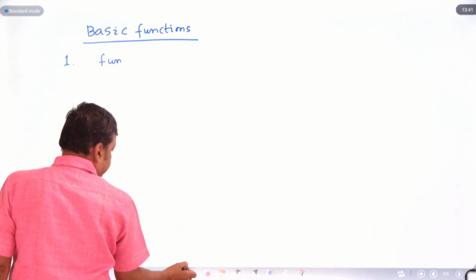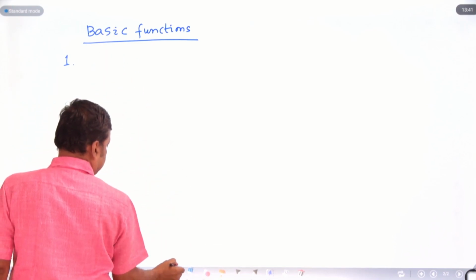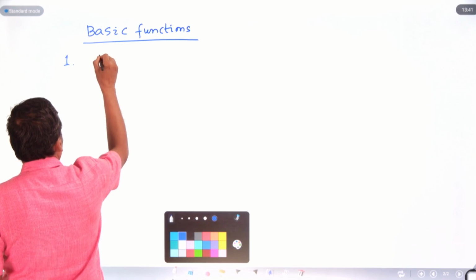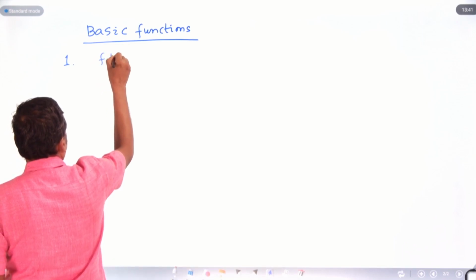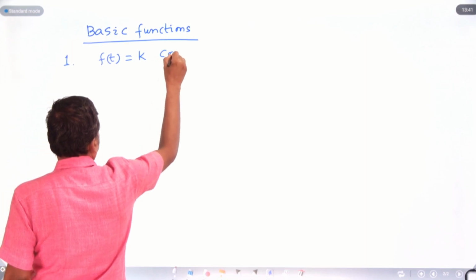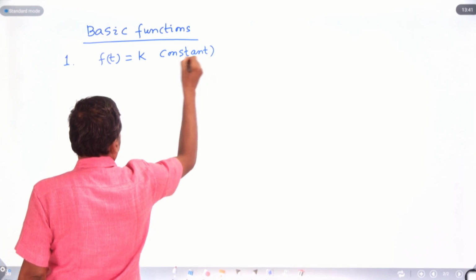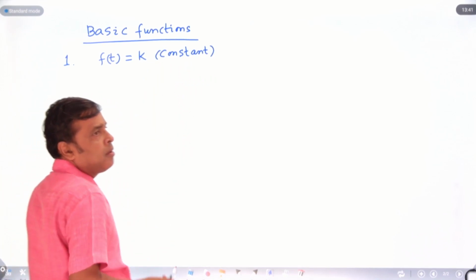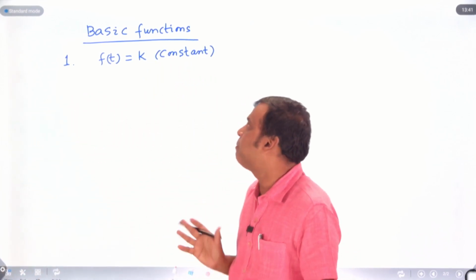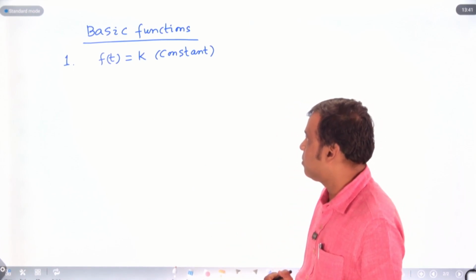f(t) equal to k. k is a constant. k may be any value, maybe 1, 2, 5, 10, any number. f(t) is a constant. How do we find the Laplace transform of that function?